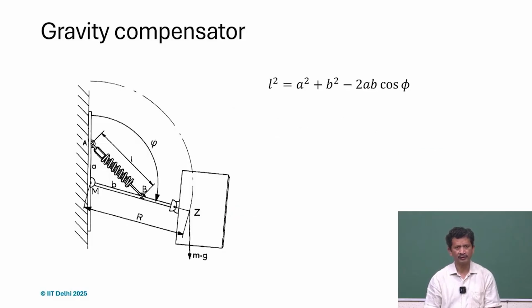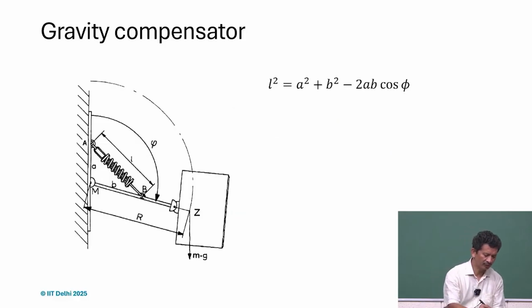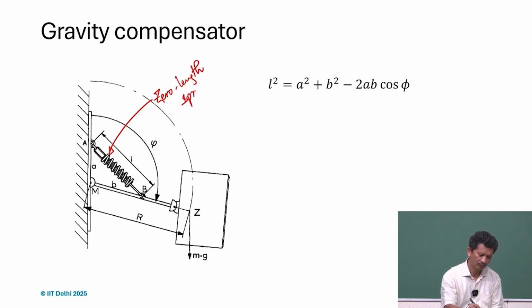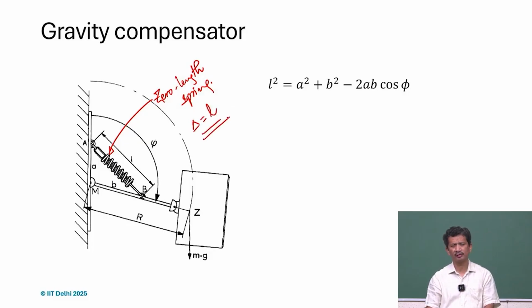If we look at this design, the spring here is what we refer to as a zero length spring. What it means is that delta itself is the length. Whatever the change is, it is the length itself. It has an initial zero length. We have discussed some configurations for how to achieve this kind of zero length spring, so we can refer to that.